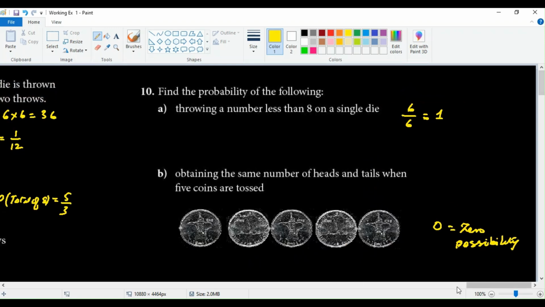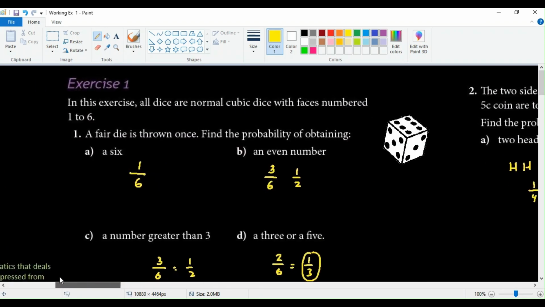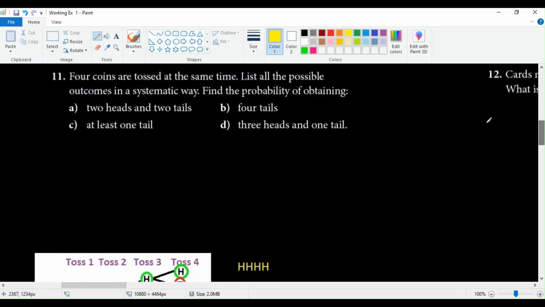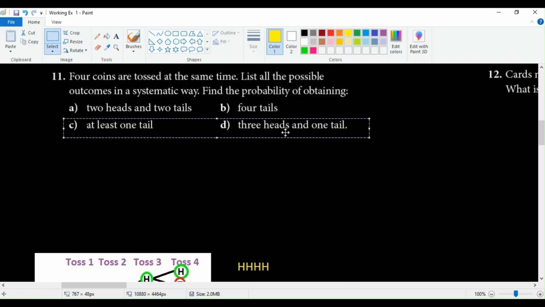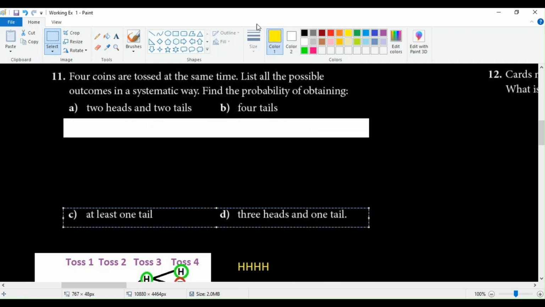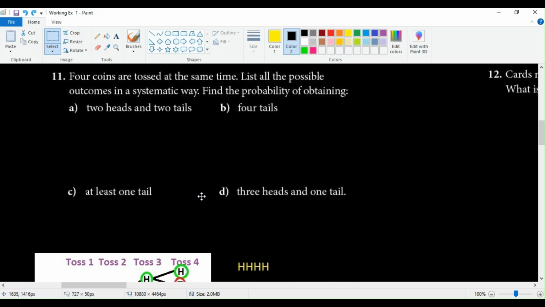Moving on to the next question, which is question number 11. This we can find over here. List all the possible outcomes in a systematic way. Find the probability of obtaining two heads and two tails. So I need a little space to do this. This one we'll do a little later.